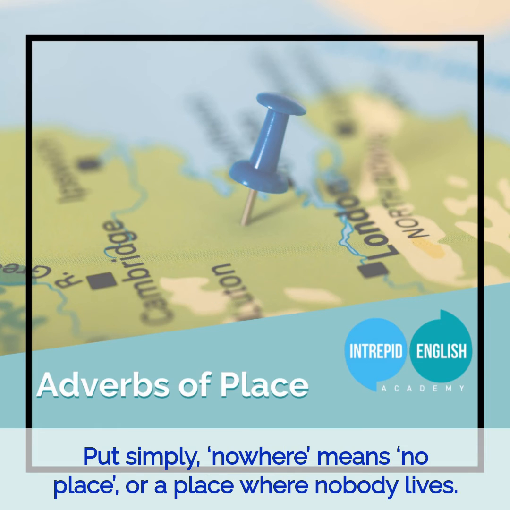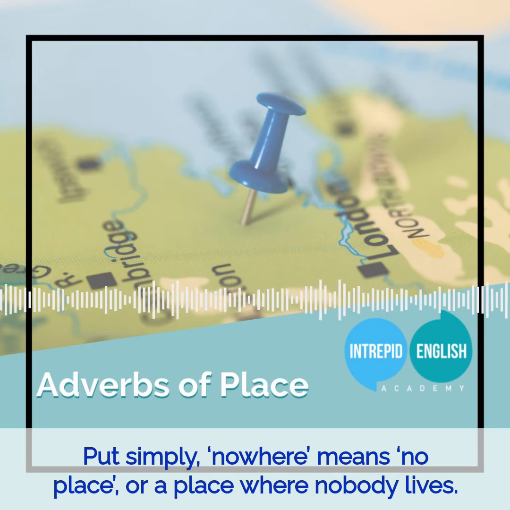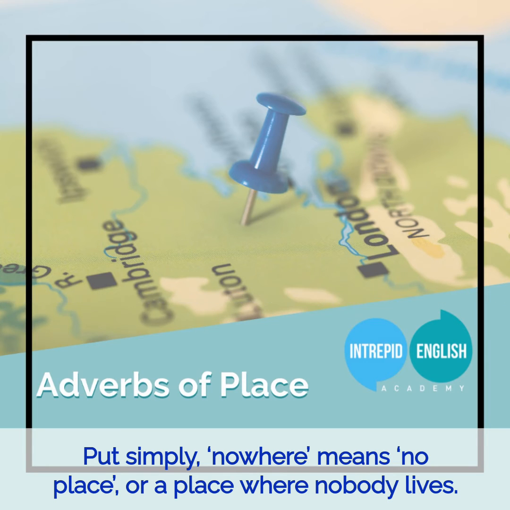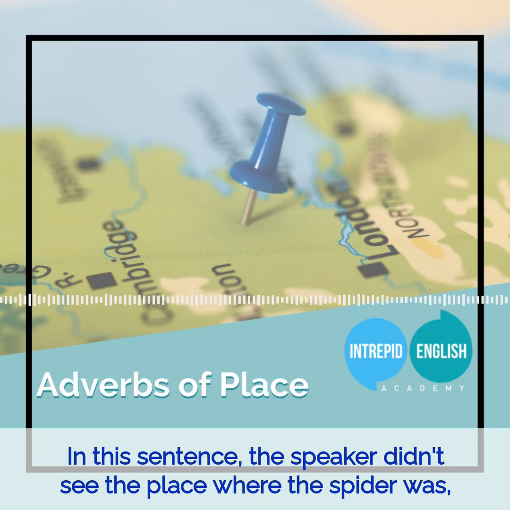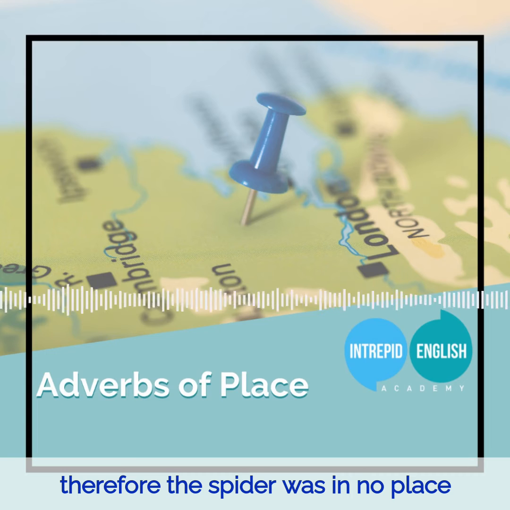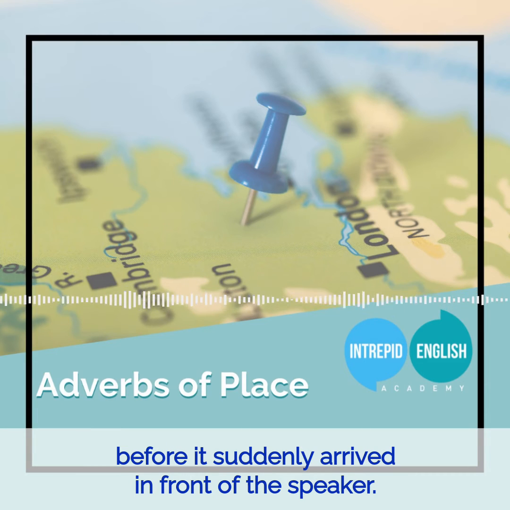Nowhere. Put simply, nowhere means no place, or a place where nobody lives. For example, the spider came out of nowhere. In this sentence, the speaker didn't see the place where the spider was. Therefore, the spider was in no place before it suddenly arrived in front of the speaker.